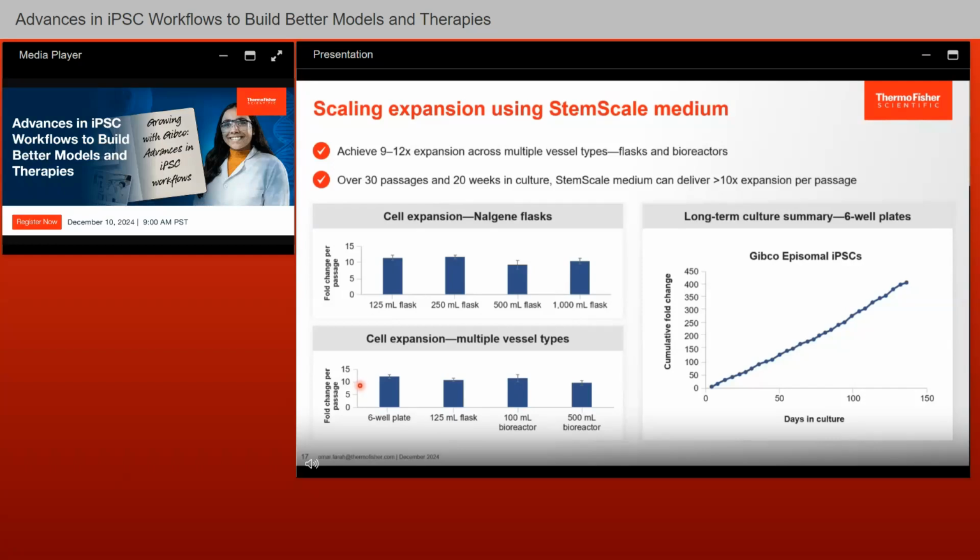Now, not only that, but you can also see a consistency in terms of the performance of the media over time. On the right-hand side, we're showing you a longer-term study where these StemScale PSC cultures were maintained for 25 consecutive passages, where at each passage we were examining the expansion potential from the previous passage. And you can see here that the linear line across the 25 passages suggests that we were continuously getting at least 10x or above expansion capabilities per passage that we've previously seen.